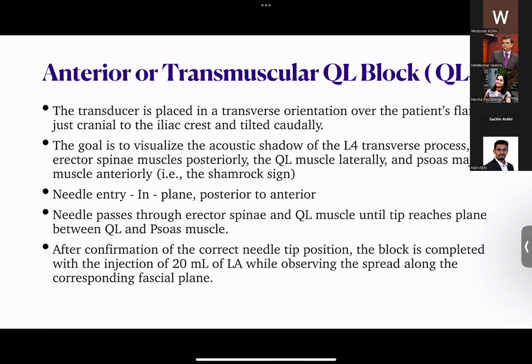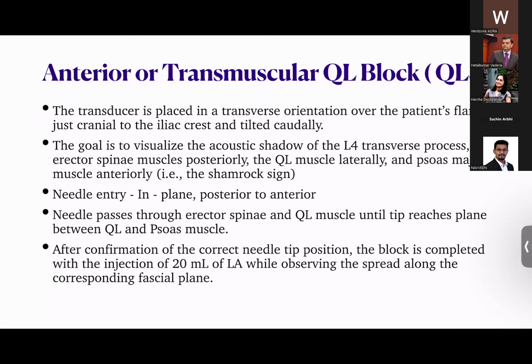Now we come to the anterior or transmuscular or QL3 block. The transducer scanning remains the same. We have to place the transducer in transverse orientation over the patient's flank, just cranial to the iliac crest, and then tilt it a little bit caudally. Here we have to visualize the acoustic shadow of the L4 transverse process and its vertebral body.